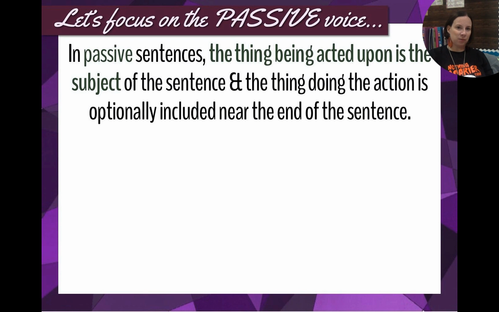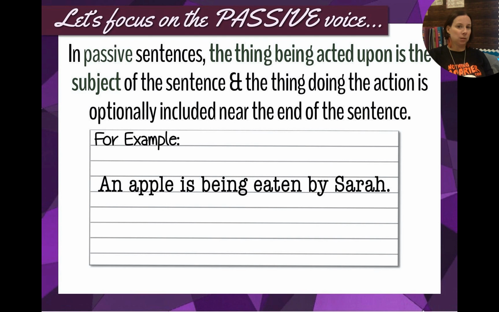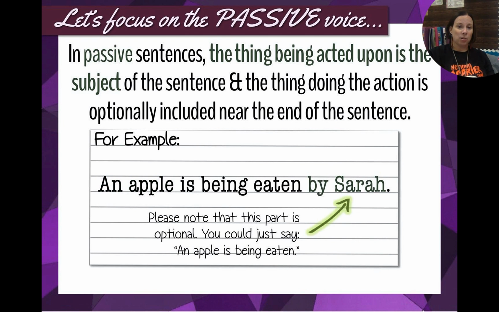Okay, passive voice. The thing being acted upon is the subject. Okay, and the thing doing the action is optionally included near the end of the sentence. So an apple is eaten by Sarah. So the apple is the subject of the sentence, but it is the thing being acted upon. It's what's being eaten. So you can also note that it does say Sarah at the end.